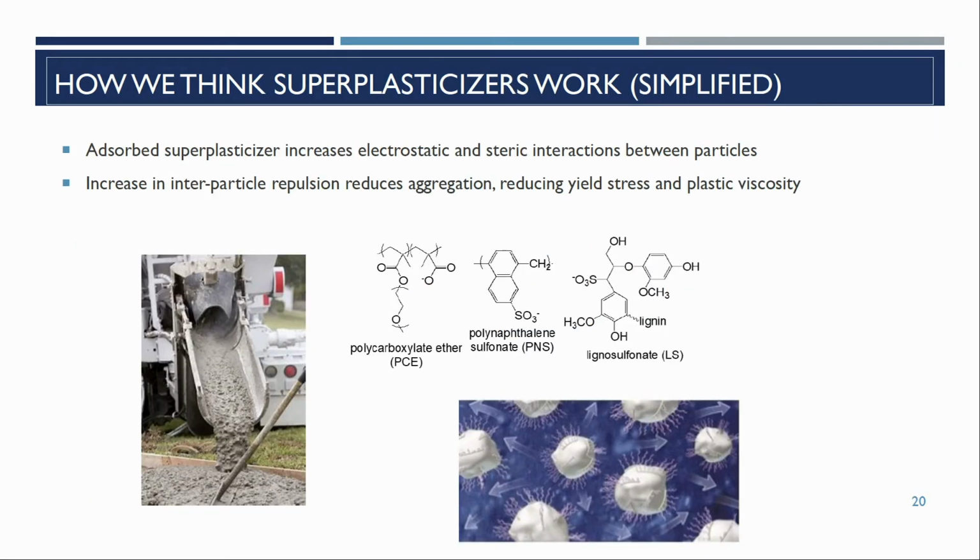A very simplified view of how we think superplasticizers work is like a polycarboxylate ether. It's got its anchor groups, these carboxylate groups. They will stick to the surface of a hydrating cement particle. And then you've got these pendant PEG chains, and they stick out. This increases the electrosteric interactions between particles. And so the adsorption of these changes the interparticle potential.